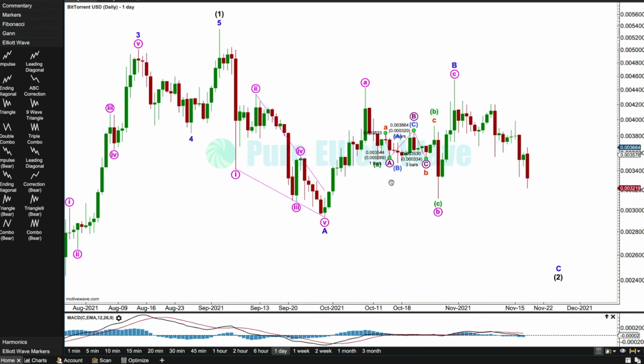No. Has it moved? Yes, it has moved below the end of micro A. So there's no truncation. The truncation applies to where wave C ends in relation to wave A, not an extreme of B within it.